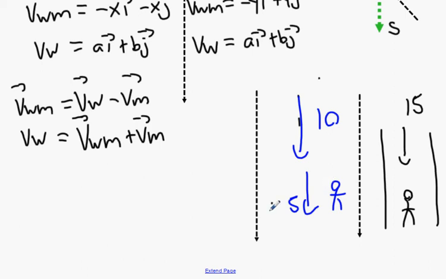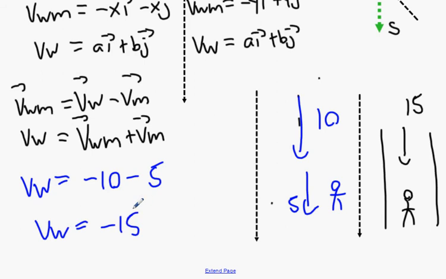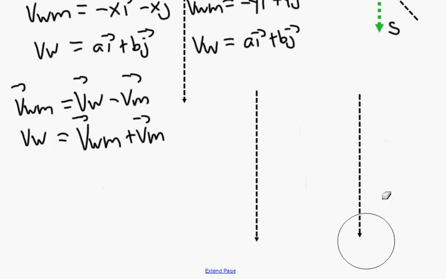Okay? So in a case like this, the velocity of the wind, which we all know is a negative 15, is going to be the velocity of the wind relative to the man, which is minus 10, plus the velocity of the man, which is minus 5. Velocity of wind is still minus 15. That's why that equation actually works as well as it does. So that's, on a really basic level, what we're doing. Okay?